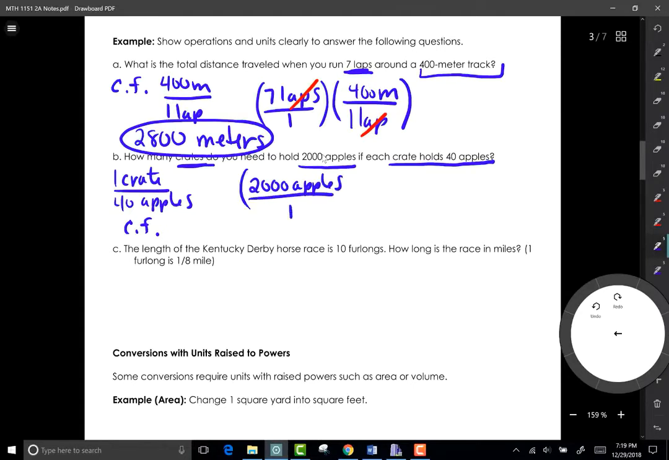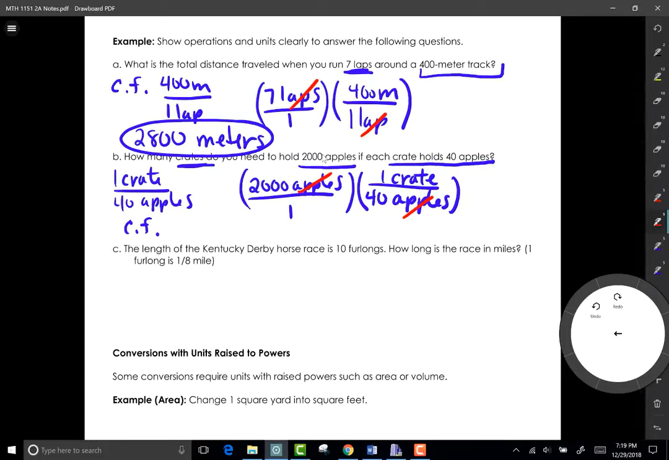Put that over 1. And since I want to get rid of apples and change it to how many crates we're going to have, I'm going to put apples on the bottom. So 40 apples is equal to 1 crate. Now I can cross off my apples. Then on my calculator, I'm going to put in parentheses 2,000 divided by 1 times, and then in parentheses 1 divided by 40. When I do that, I get 50 crates.